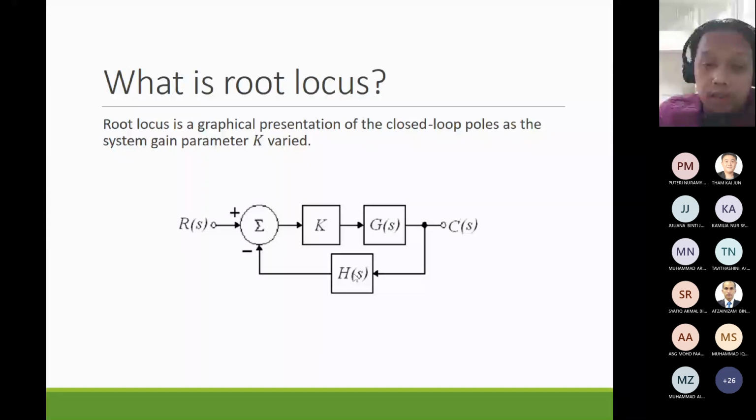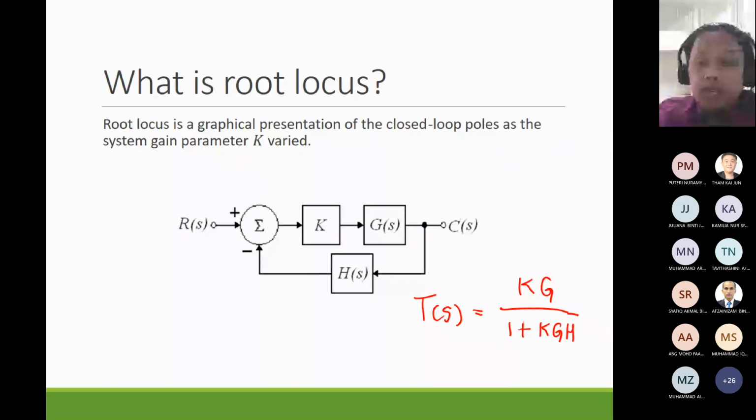From here, the closed loop transfer function will be kG over 1 plus kGH. So here we have the gain k, and the gain k can be any number. In real life, you will tune the control system. You will tune the gain k to obtain a stable control system or a control system that follows your requirements.